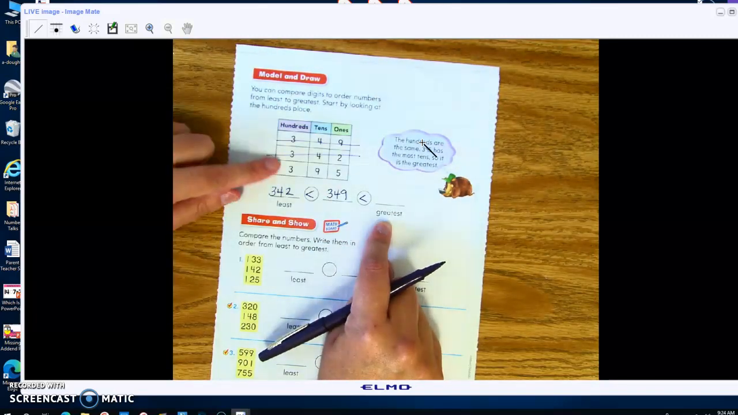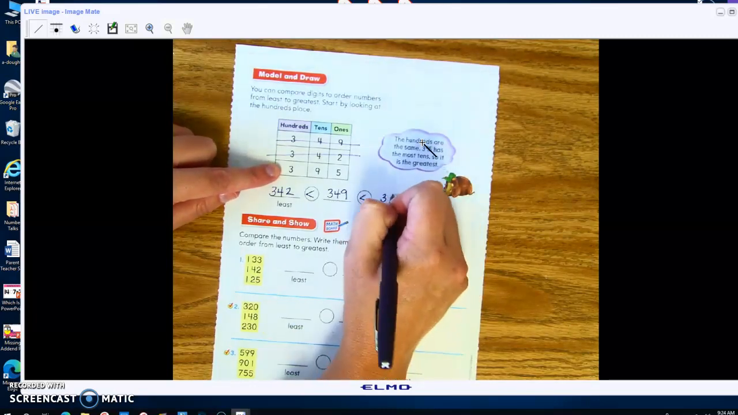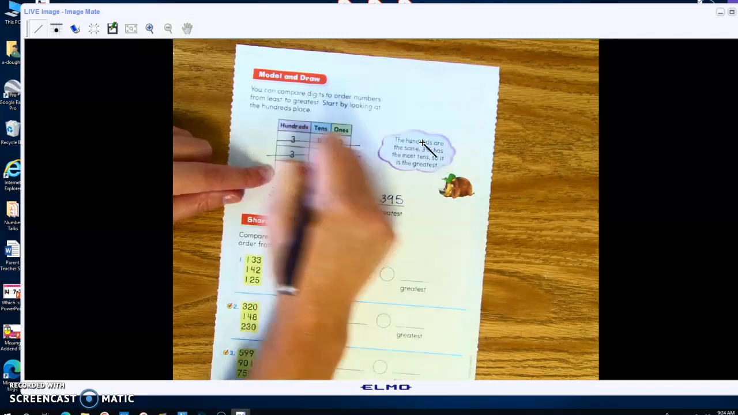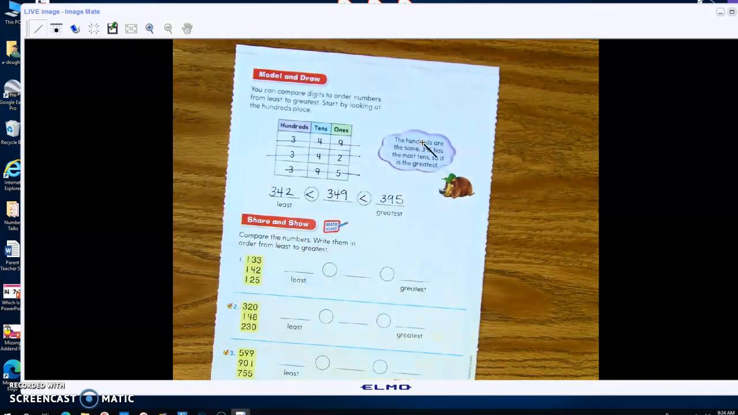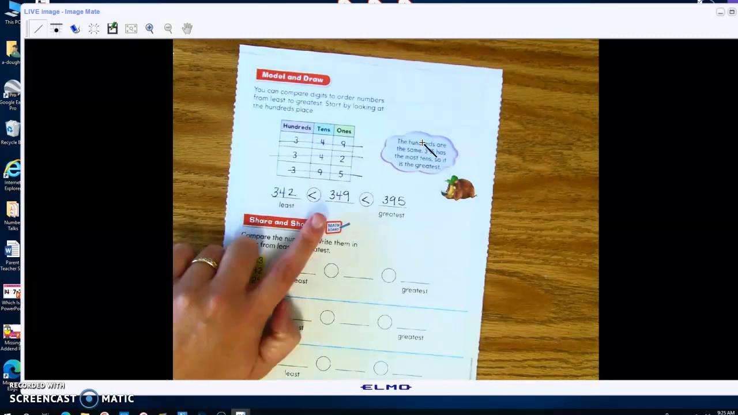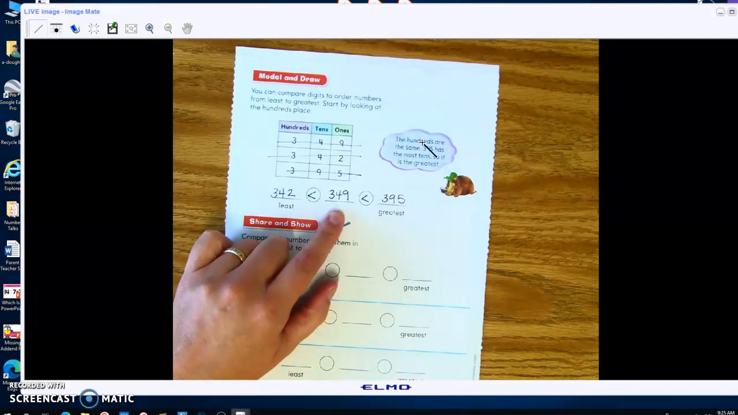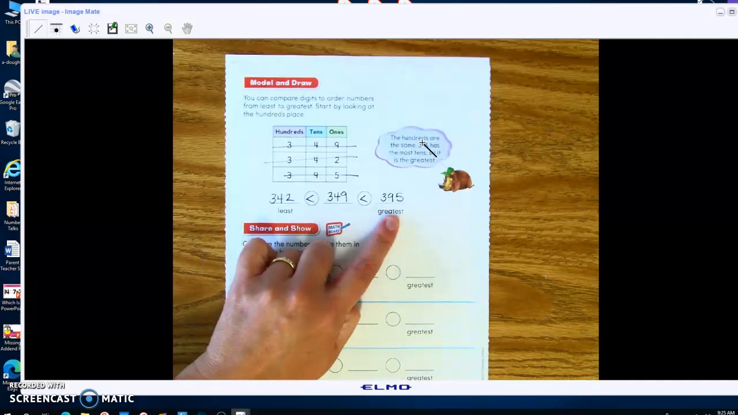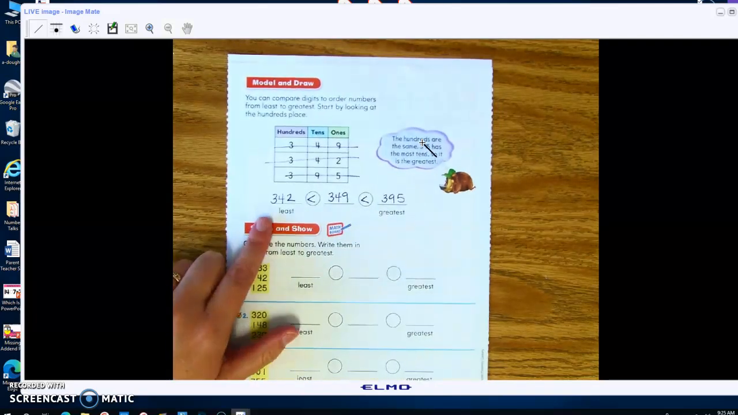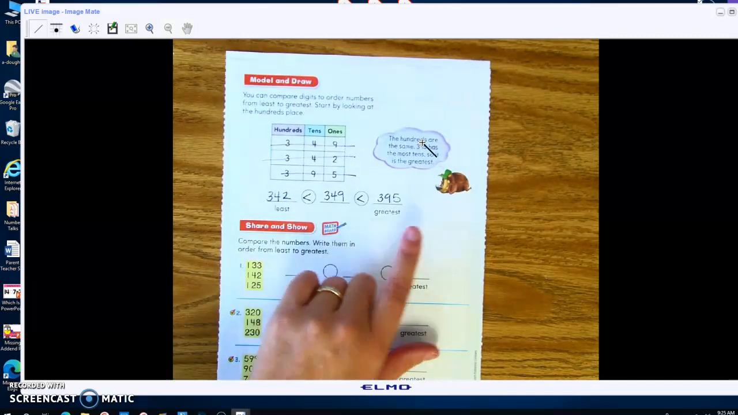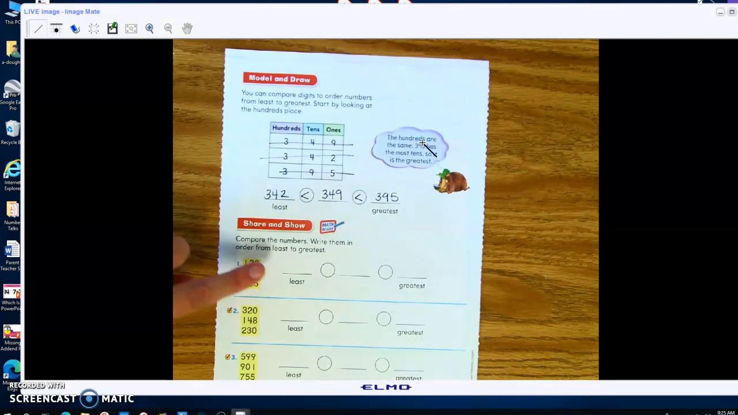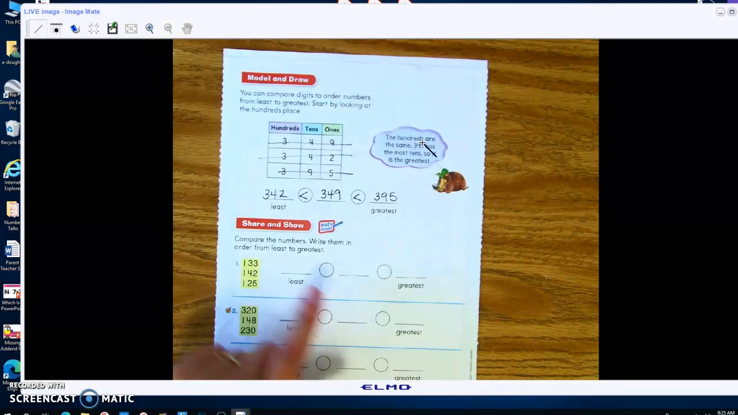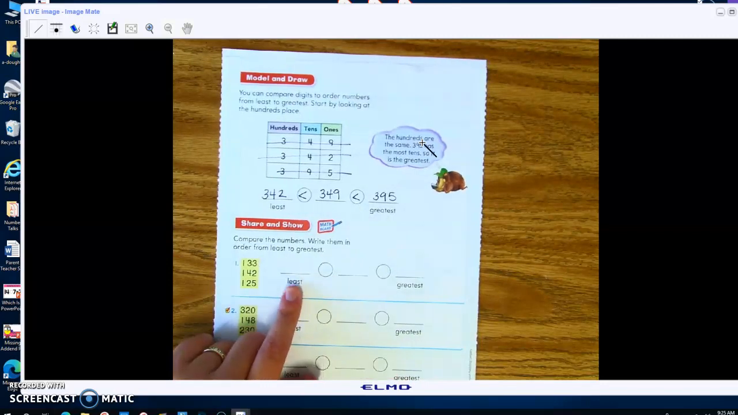And we only have one left, right? So that's the last one. 395, and cross that one out. So 342 is less than 349 is less than 395. The smallest, then the middle, and then the biggest. All of these are going to be least to greatest. You see the words here?